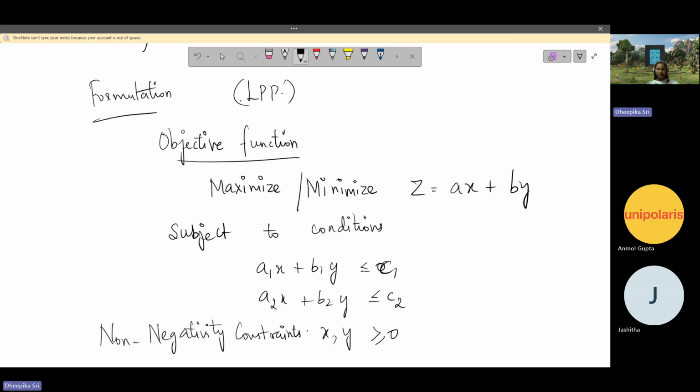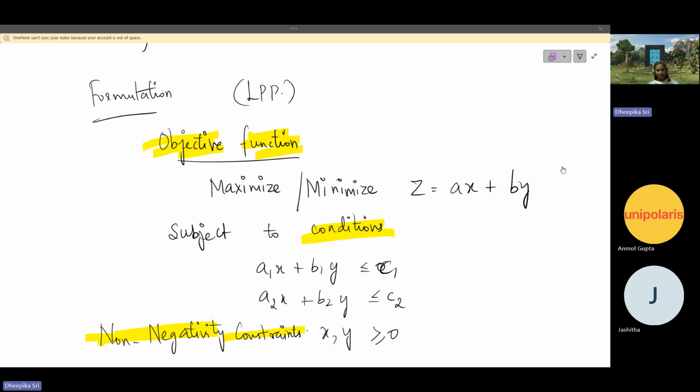Basically, a linear programming problem will have three parts. One is the objective function. This is the first part. And then we will have the constraints. And then the third one is the non-negativity constraints. Altogether, this is your linear programming problem.